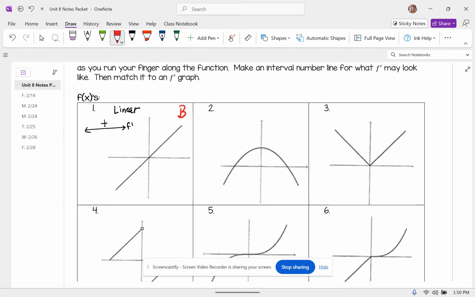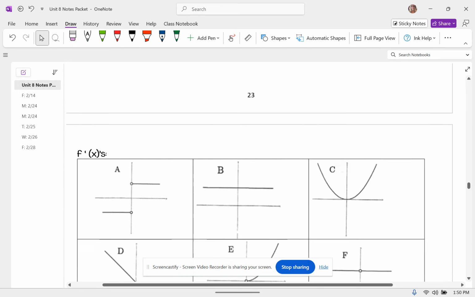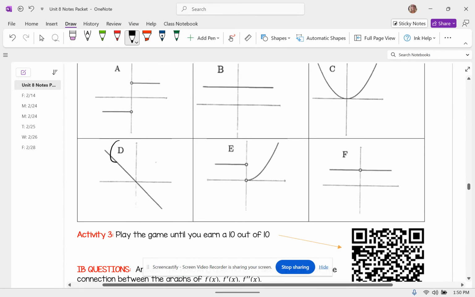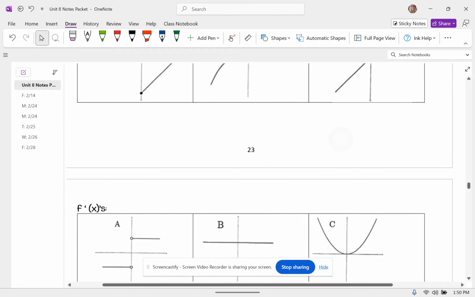Two. What do you think for 2? 2 is quadratic, right? It's giving D. Why do you think D would be that one?